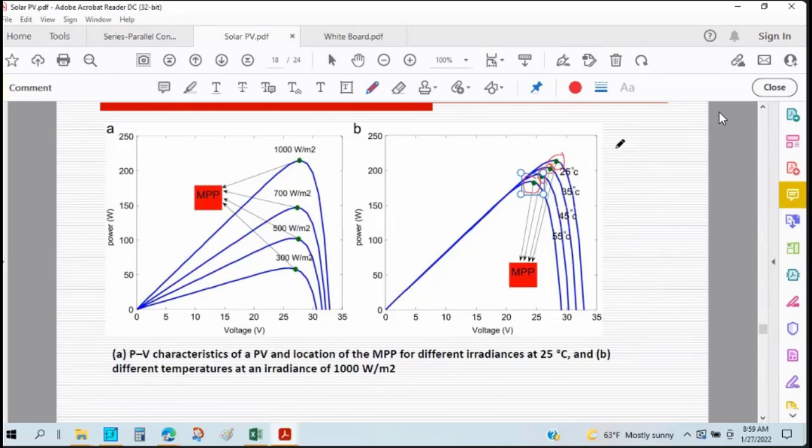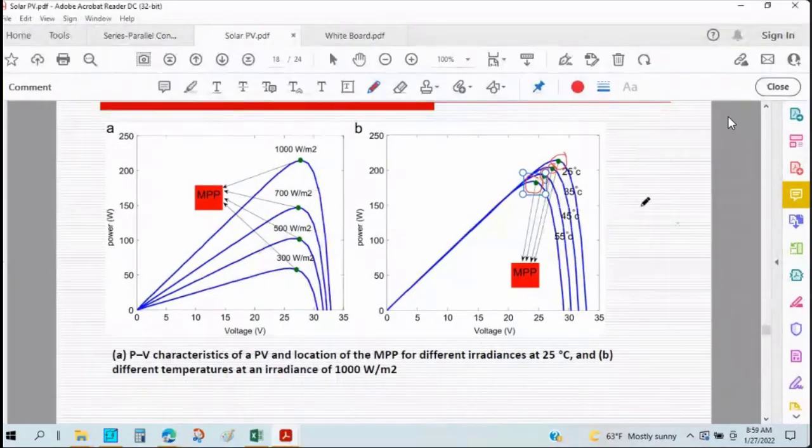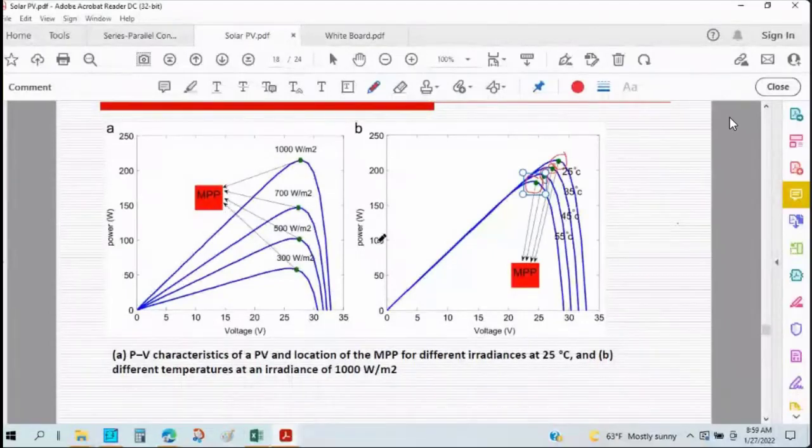So what we have to do here, if we want to get maximum power, I think I mentioned in the previous class that if we want to extract maximum power, what can we do here actually?